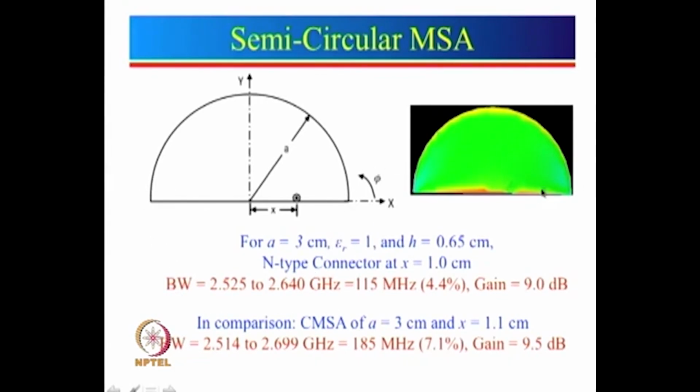Okay? So this is the current distribution, it is very similar to a circle. So this is also the fundamental TM11 mode. You can see the current is 0 going to maxima, coming back to 0 here, and along the diameter the current is 0 going to maxima and then going back to 0 here.